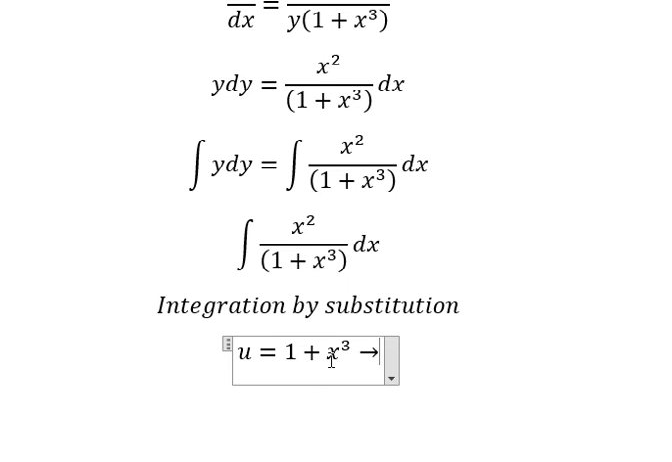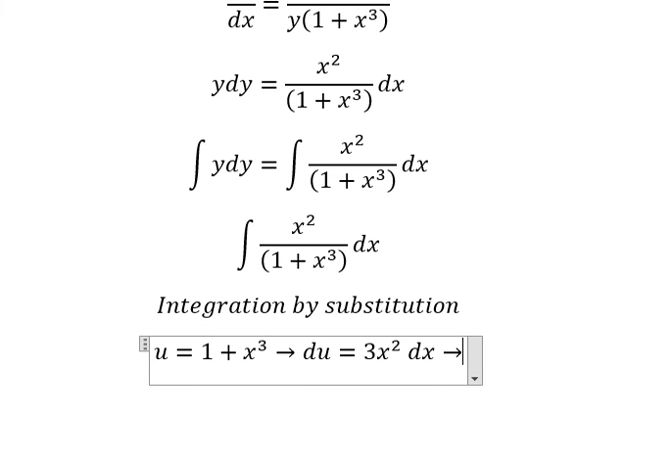Next, we first do the derivative for both sides. We have 3s squared dx. Because we don't have number 3 in here, we need to divide both sides by number 3.